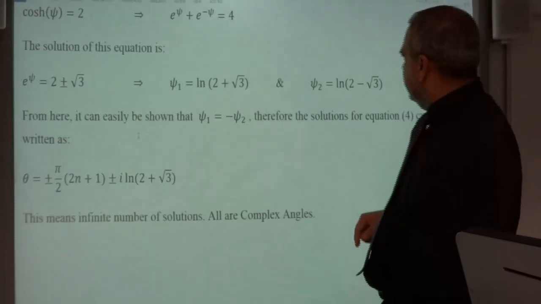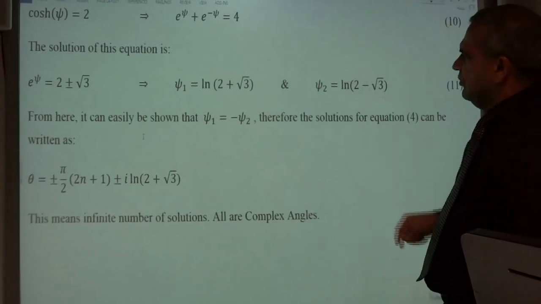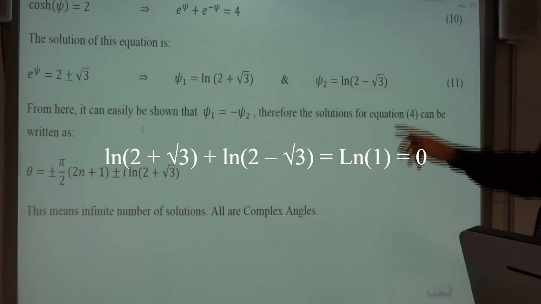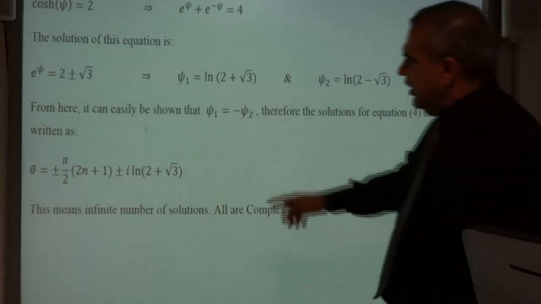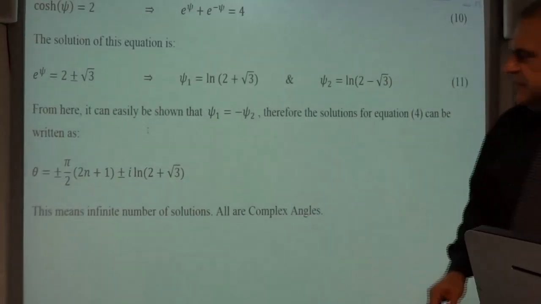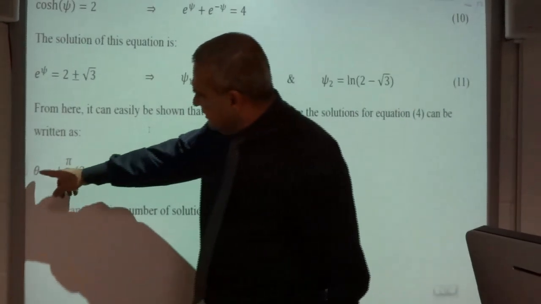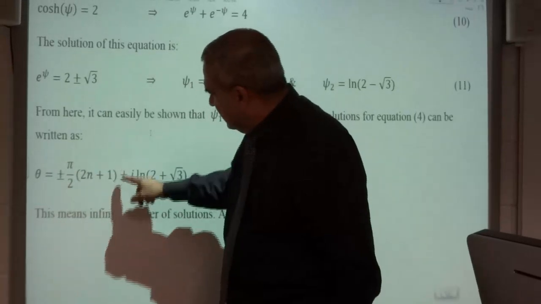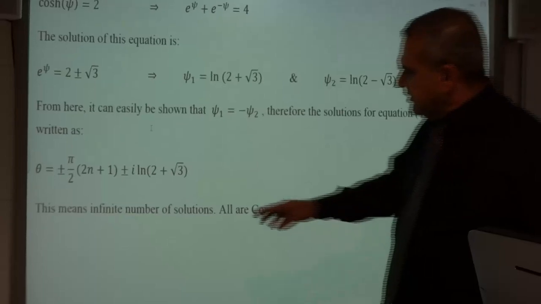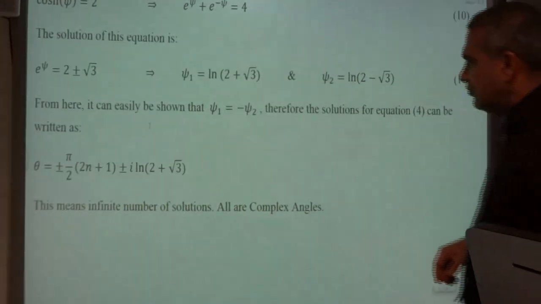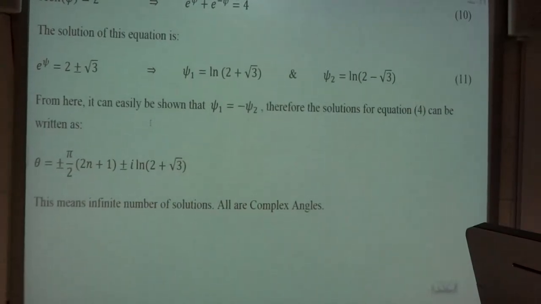This is equal to minus of that, from the definition of logarithm. Therefore, the solution of equation number 4 will be this. So it means your theta, the theta we were looking for, this is the real part and this is the imaginary part. This means that there are an infinite number of solutions, but all of them are complex numbers.